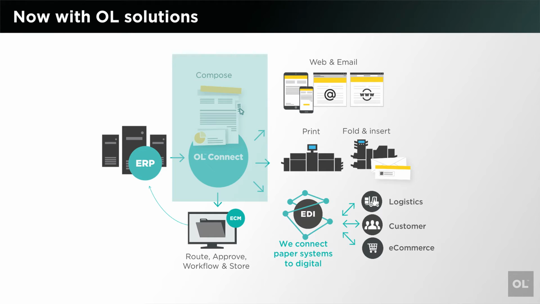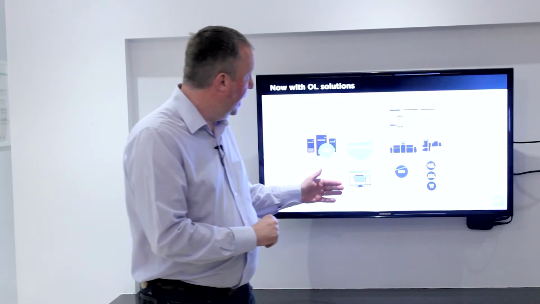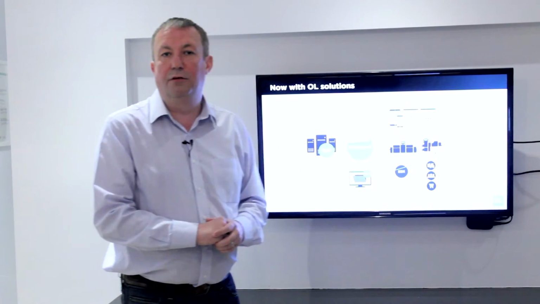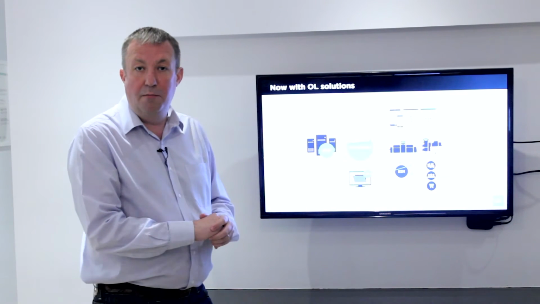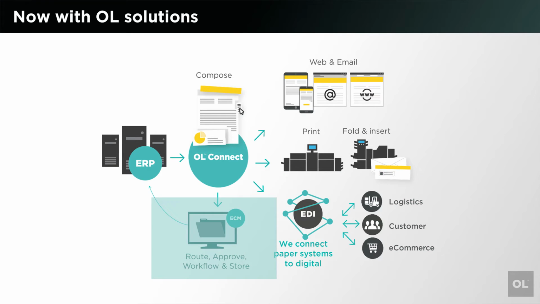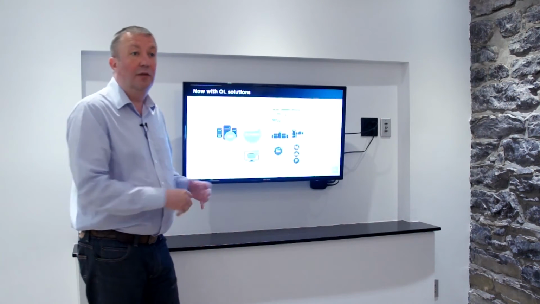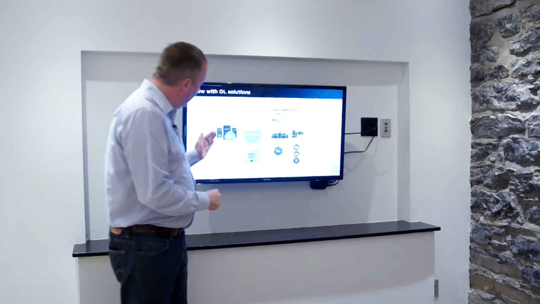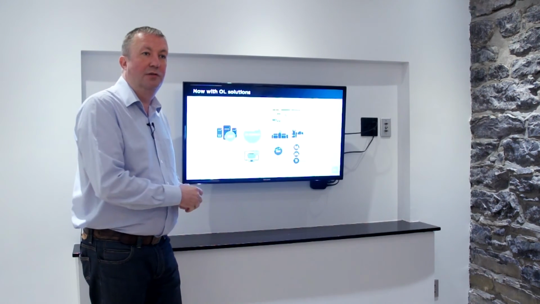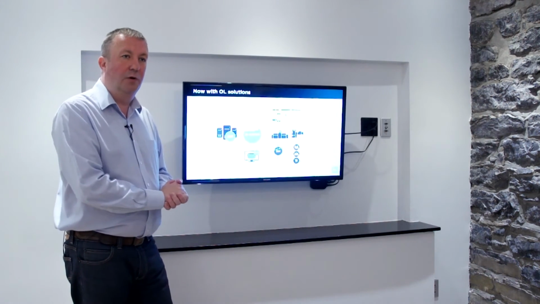So we can compose whatever document you like. We can put whatever you need on the document. But also from there, we can start to send it to the web and to email. We can print it. We can make it ready for the folder inserters. We can start to apply mail sortation to that. We can talk to EDI systems that maybe then talk on to logistics companies. Maybe we can talk directly through to an ECM system with indexing, so you don't have to do that manual process. By sending all of your documents into the OL Connect world, we can improve the efficiency and reduce the manual process of how that's working.